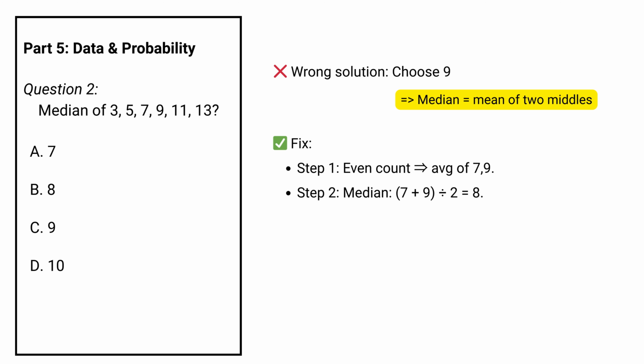Correct explanation. Step 1. The two middle numbers here are 7 and 9. Step 2. Add them together. 7 plus 9 equals 16. Step 3. Divide by 2. 16 divided by 2 equals 8. The correct answer is B, 8.